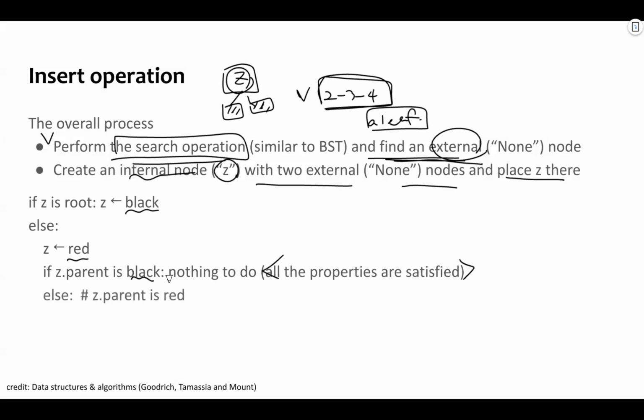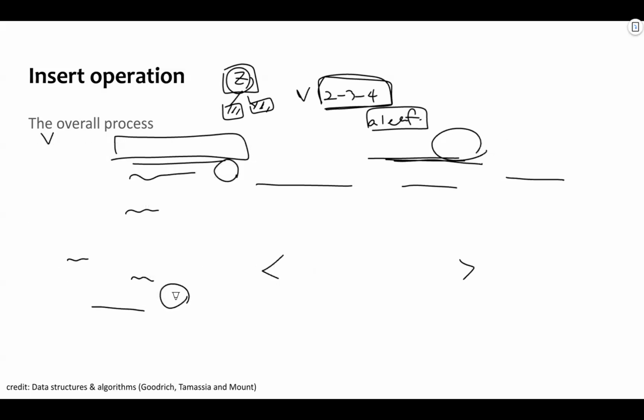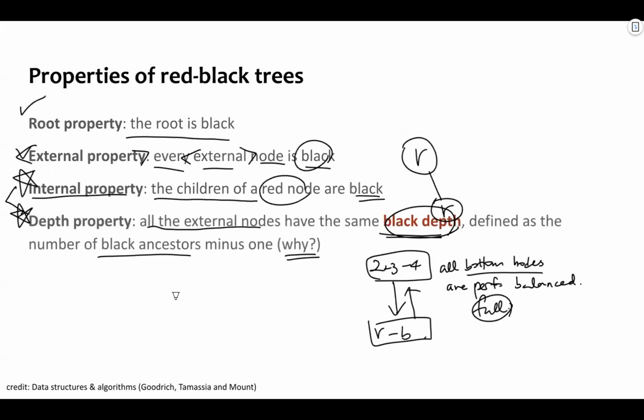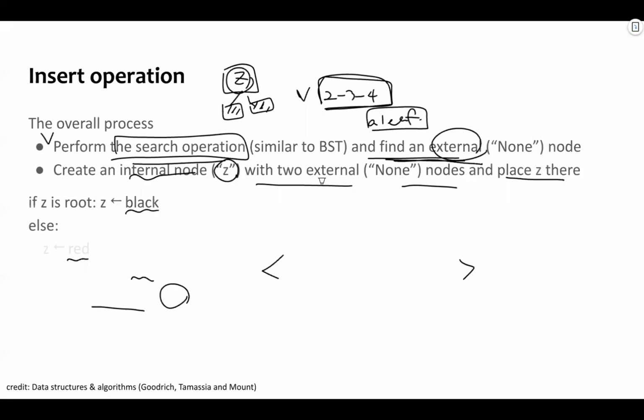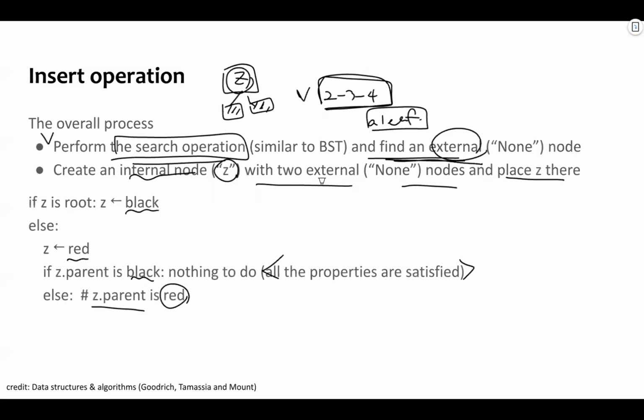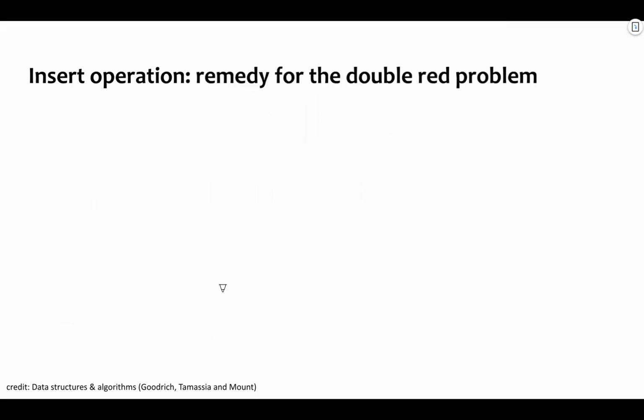However, if Z's parent is red, then as this internal property signifies, we cannot have two consecutive red nodes. So here, when Z's parent is red, something called the double red problem occurs, and we need to resolve this problem because we have two consecutive reds. And I'm going to describe the remedy for the double red problem and how you can fix this.